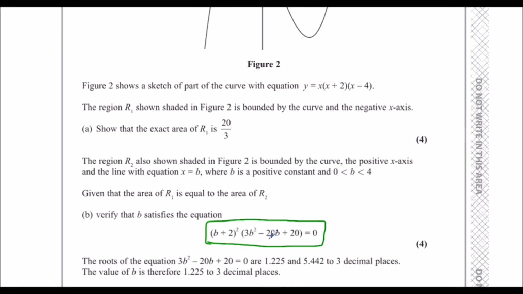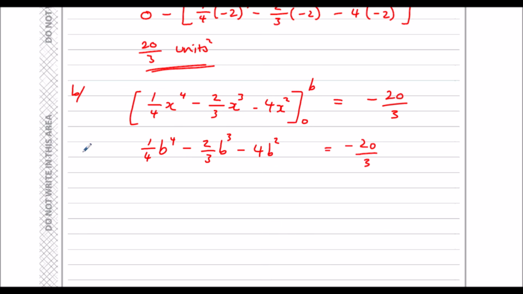So it's factorizing it really. And so we're going to get it all on one side and then try and take out some factors. Try and factorize it, put it into brackets. So let's get it all on one side first. So add 20 over 3 to both sides. 1/4 b to the power of 4 minus 2/3 b cubed minus 4b squared plus 20 over 3 equals 0.